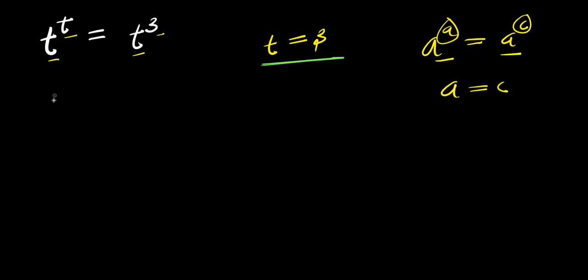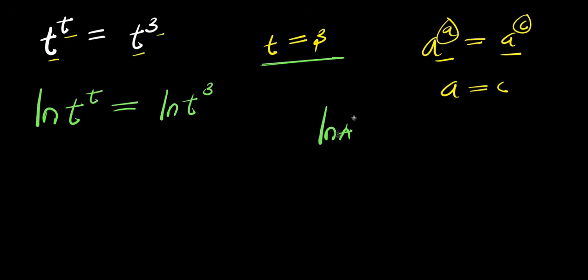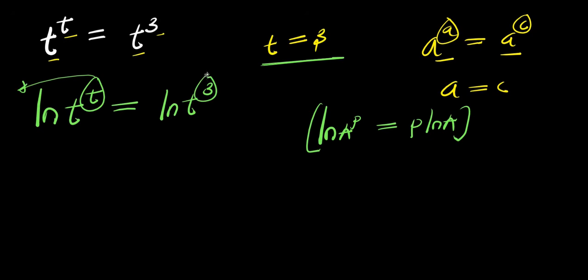So, to get the other solutions, make use of natural log. Natural log of t to the power of t equals natural log of t to the power of 3. Now, if you have natural log of a to the power of p, this equals p times natural log of a. So, the t here will come behind this, and 3 here will come behind this. So, right now, I will have t times natural log of t equals 3 times natural log of t.